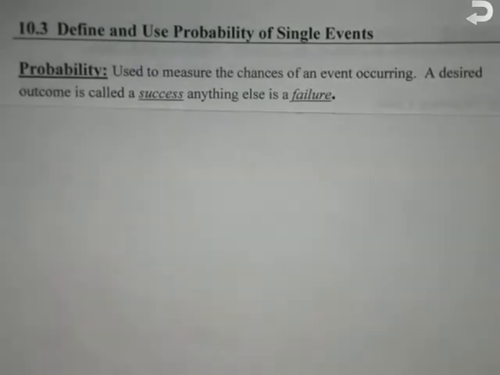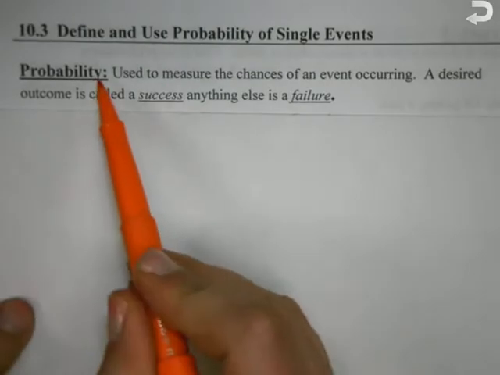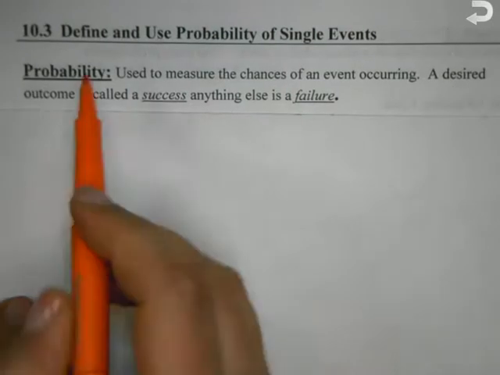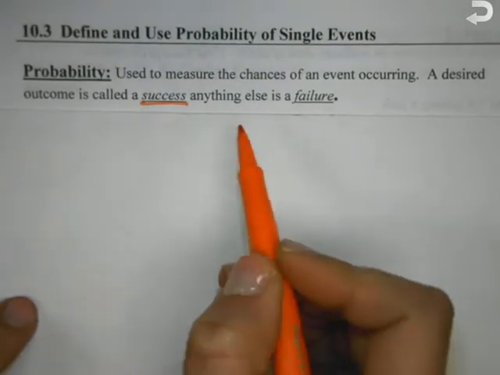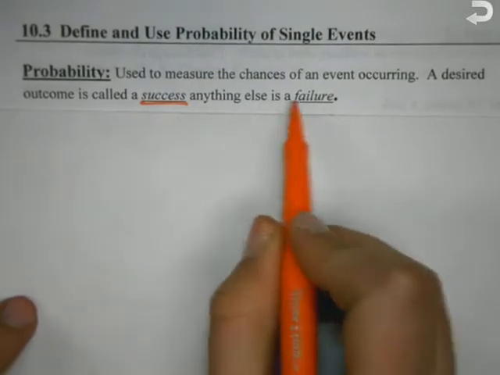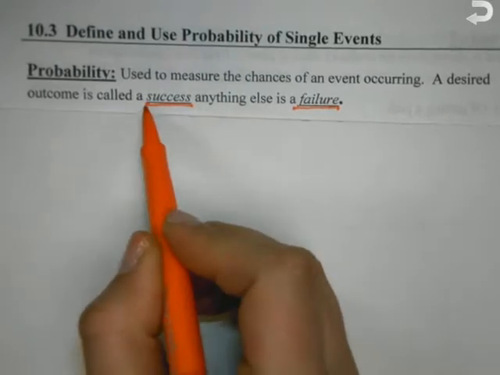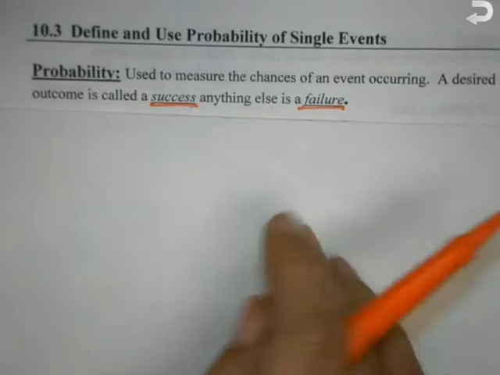The definition of probability is used to measure the chance of an event occurring. A desired outcome is called a success, but anything other than success is called a failure. Okay, so the desired outcome is called a success, anything else is called a failure.